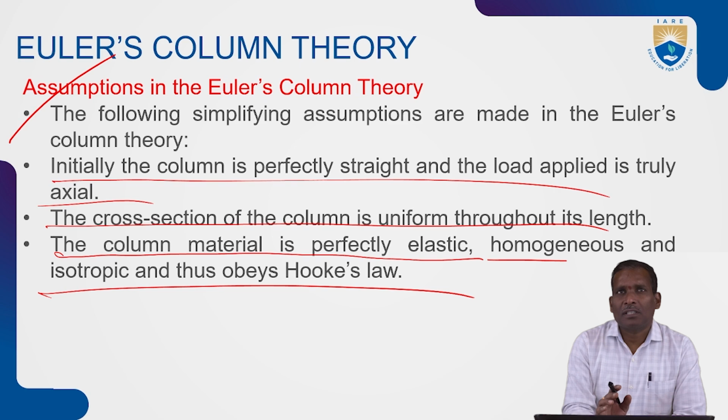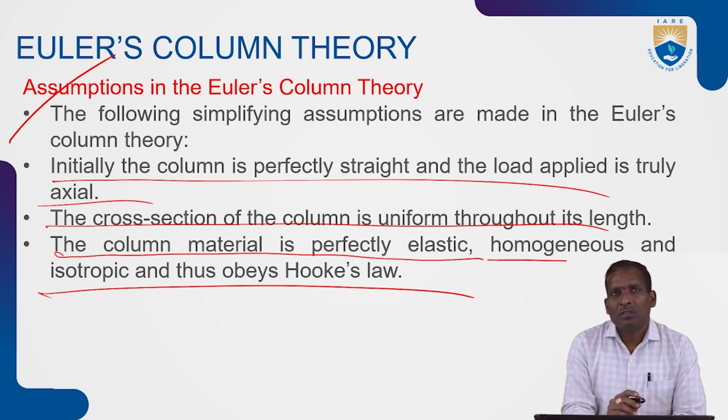So, assumptions in Euler's column theory: initially the column is a perfectly straight line, that is, a straight shape. There is no bending. The load is applied as a truly axial load only, passing through the axis of the structure. And also the cross section of the column is uniform, with no deviation throughout its length.